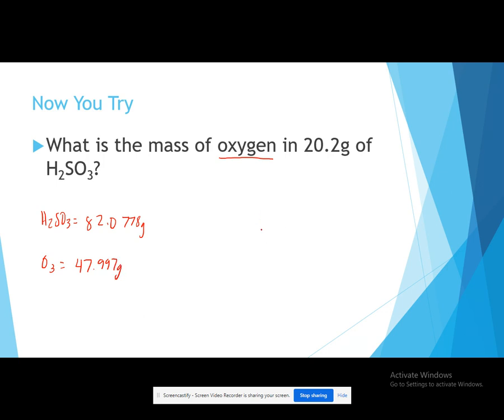47.997 grams. So for oxygen, you would take that 47.997 grams divided by your 82.0778. Again, instead of multiplying by 100, you're going to multiply by the 20.2 that it gives you up here. And you're going to find out that 11.8 grams of this sample is made up of oxygen. So 11.8. So how did you do?